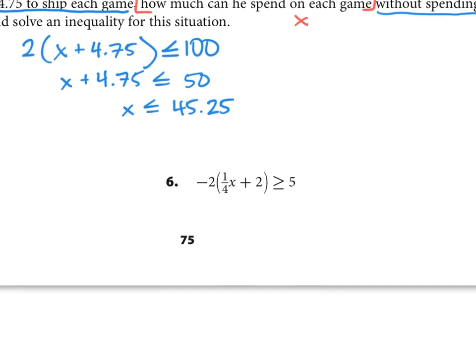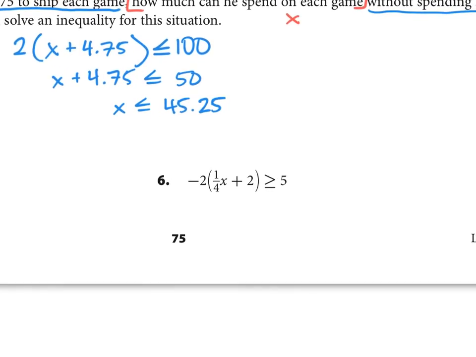Number 6. The first thing I'm going to do is distribute this -2. Be careful with the sign. So I got -1/2. It's -2/4, but that reduces to 1/2. Minus 4 is greater than or equal to 5. Add 4 to both sides, so -1/2 x is greater than or equal to 9.